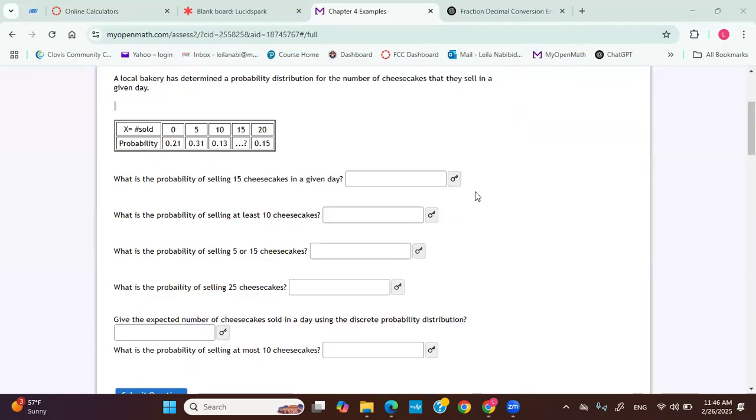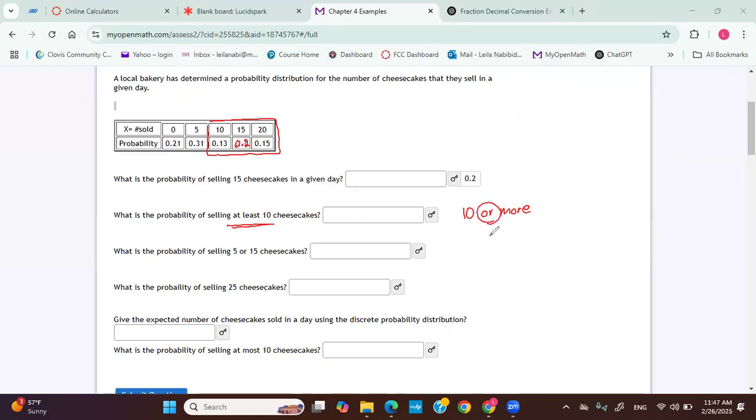The second part says, what is the probability of selling at least 10 cheesecakes? At least means the minimum, the lowest number that we can have. That means we can have 10 or more. So when they ask you in any question, at least 10 means 10 or more. When I look at the table, 10 or more means just these three values.